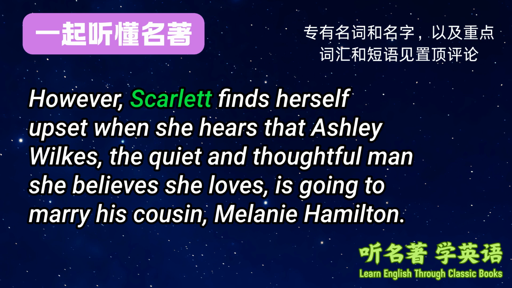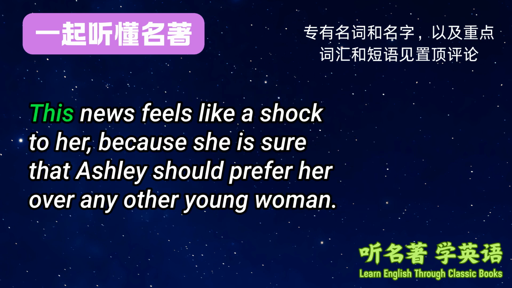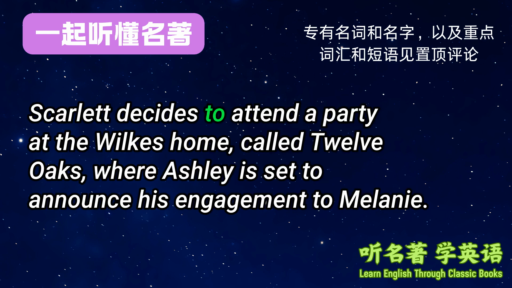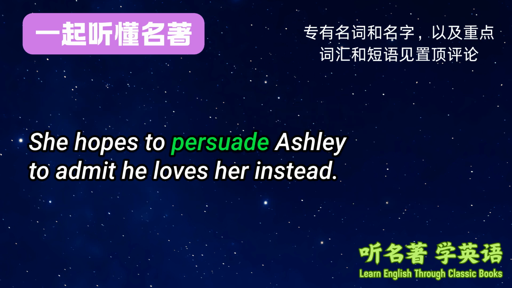However, Scarlett finds herself upset when she hears that Ashley Wilkes, the quiet and thoughtful man she believes she loves, is going to marry his cousin, Melanie Hamilton. This news feels like a shock to her because she is sure that Ashley should prefer her over any other young woman. Scarlett decides to attend a party at the Wilkes home called 12 Oaks, where Ashley is set to announce his engagement to Melanie. She hopes to persuade Ashley to admit he loves her instead.